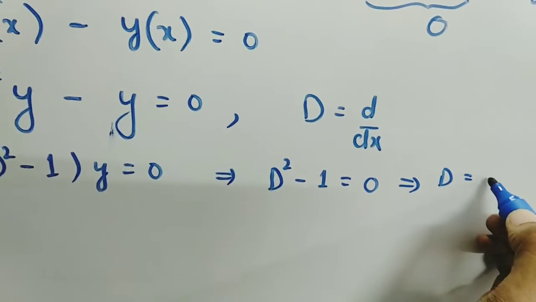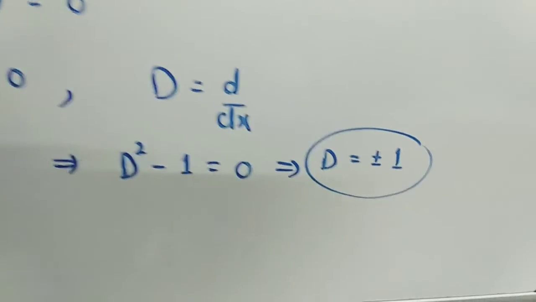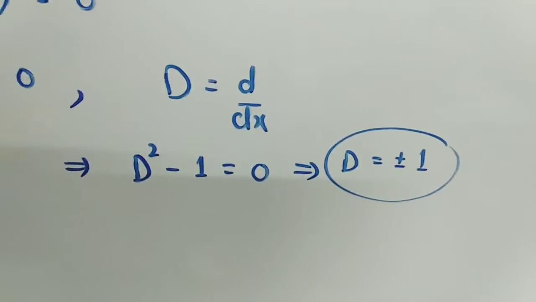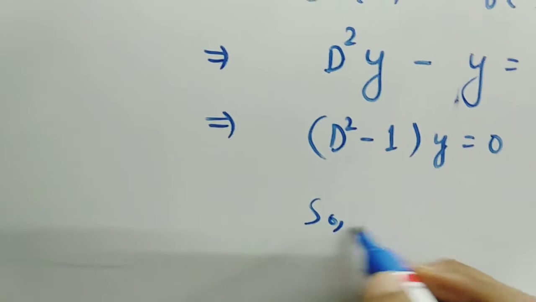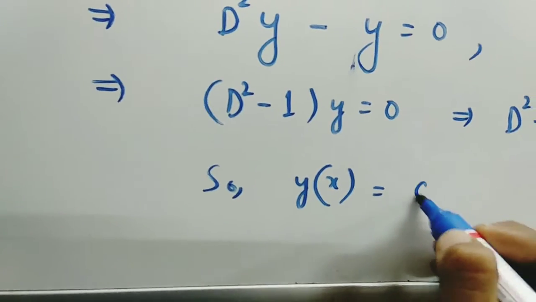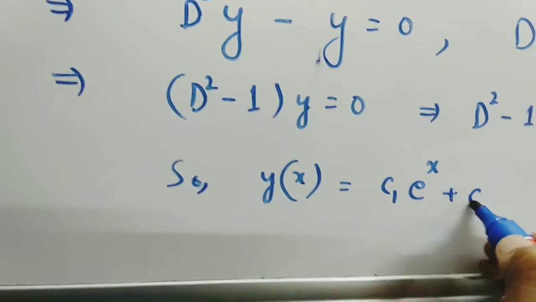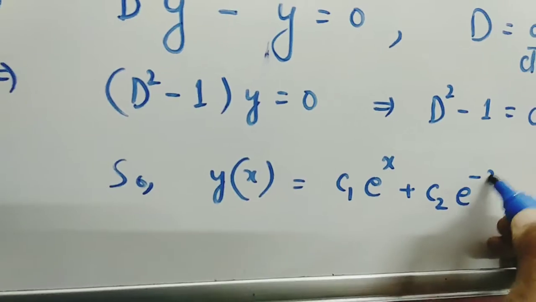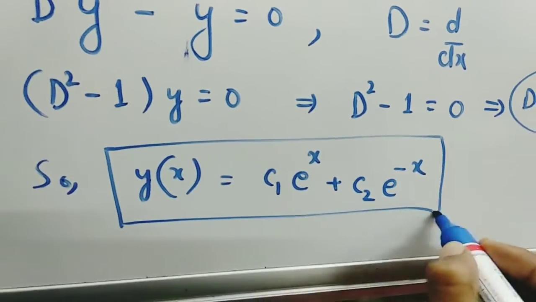So after getting D equals to plus or minus 1, we can write the general solution of y of x as y of x equals to c1, because D is plus or minus 1, either plus 1 or minus 1. So it is c1 e to the power x plus c2 e to the power minus x. This one will be the general solution of y of x. Now we have to find c1 and c2.